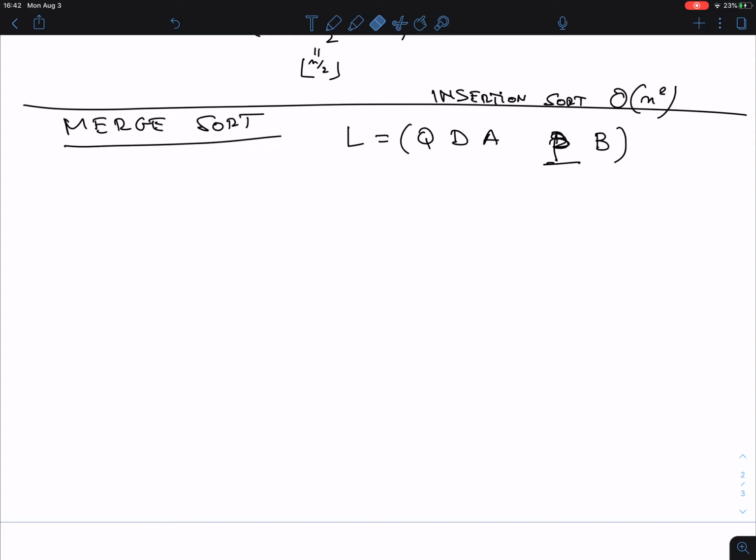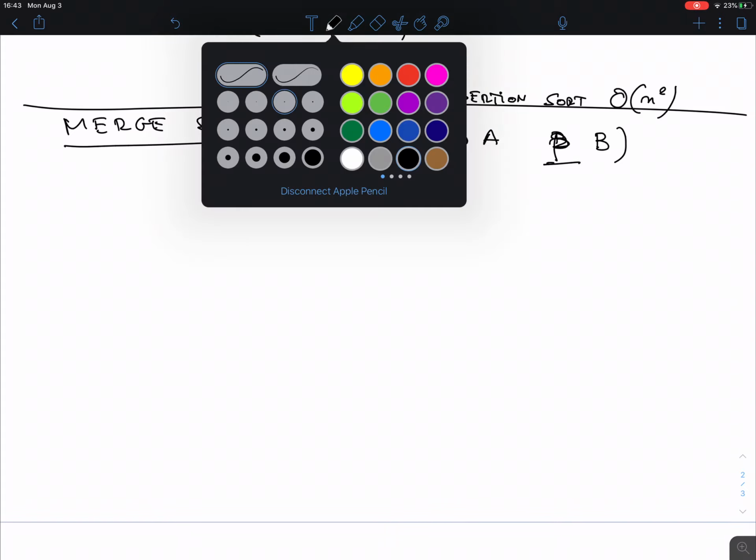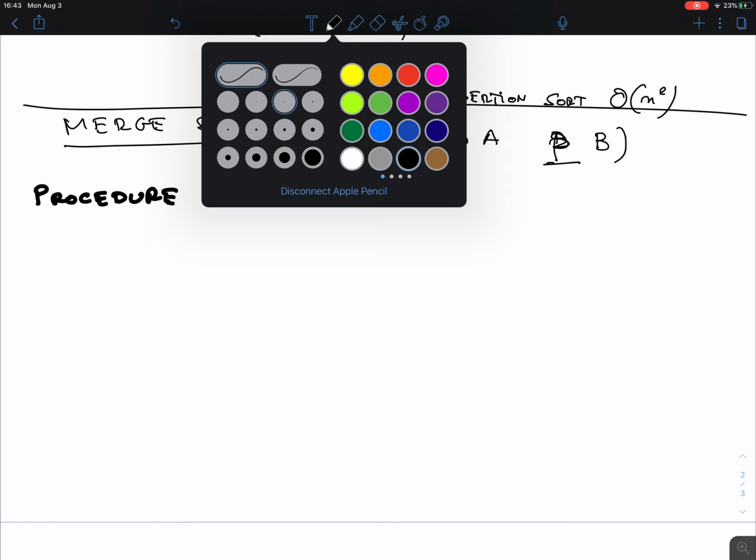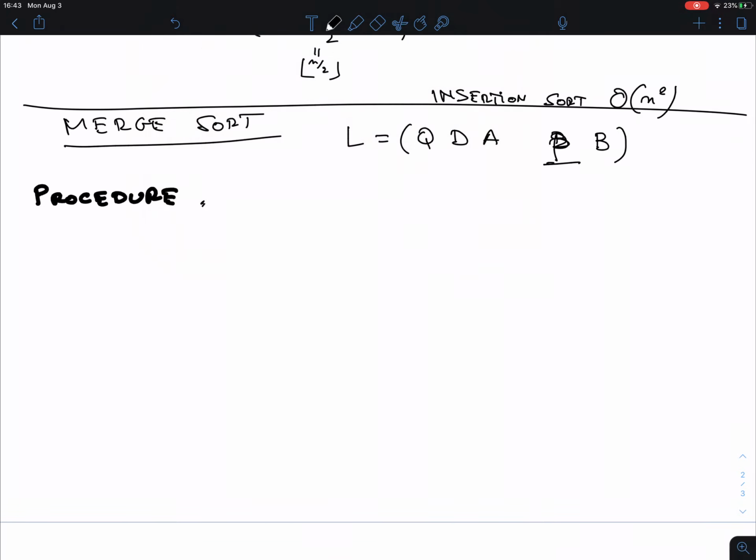Okay, so let me give you the algorithm, because the algorithm is quite simple, and it's recursive. So the recursive version is merge sort. So what is the algorithm? The procedure is merge sort. I'm going to write it M sort, otherwise I have to write too much. Let me write capitals, otherwise it's M sort, merge sort.